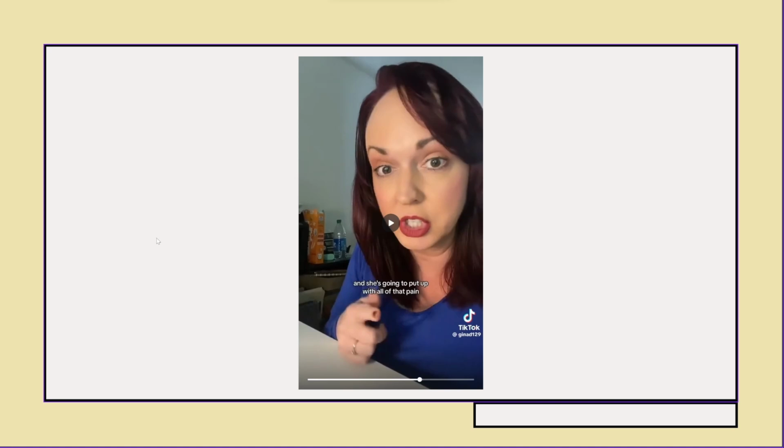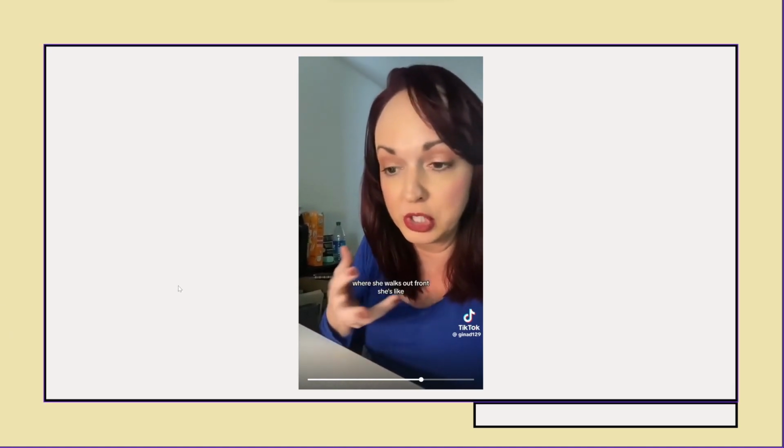This is a way of showing how much the character Lorelai loves her daughter and cares about her daughter, because she's willing to go through all these emotional baggages and hardships and traumas. This shows how much she loves her daughter. She's going to put up with all of that pain. This is what takes us into that darkest moment where she walks out front. She's like, I feel smaller. How do I look smaller? How do I feel?